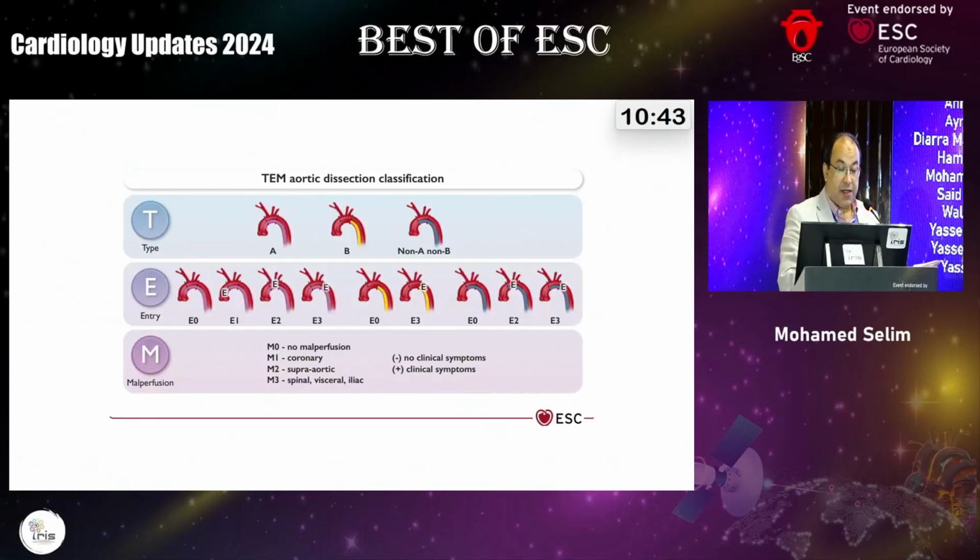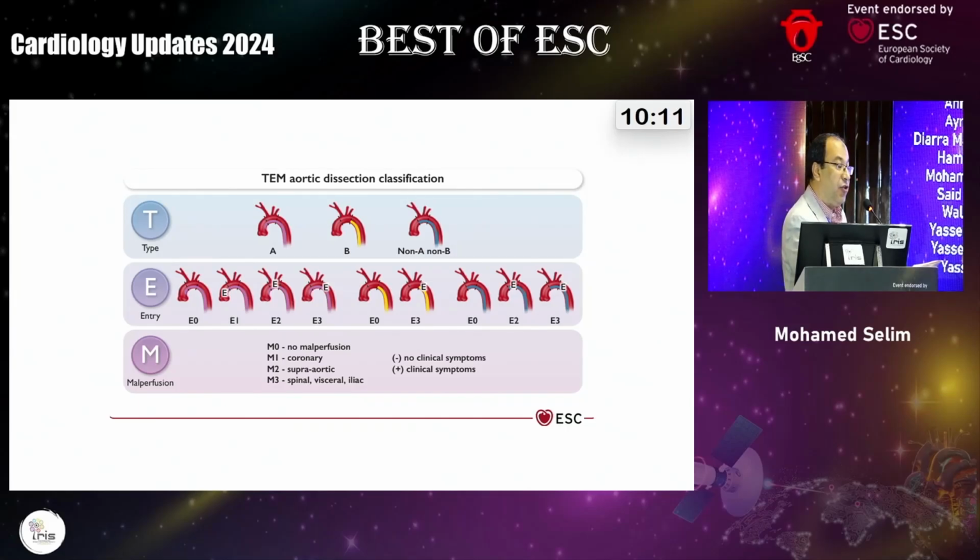But here, the new classification recommended by the European Society of Vascular Surgery and European Society of Thoracic Surgery is called the TEM classification, depending on the type of dissection, whether it is A, B, or non-A, non-B. Non-A, non-B is the old DeBakey type 3A, in which the dissection is in the descending aorta with retrograde extension and confined to the arch.